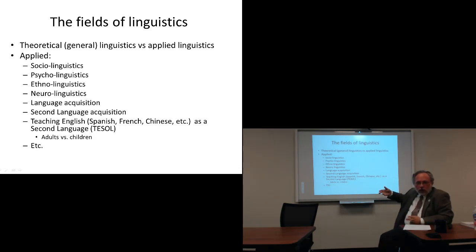Ethnolinguistics is anthropology and language, so language and culture. Neurolinguistics is language in the brain. If you have an injury in the brain, what does that do to your speech capacity? If you have a stroke, what happens to your speech capacity? That kind of stuff. Language acquisition is how children learn languages. Second language acquisition is how adults learn another language after their first one. And then you have teaching English or Spanish or French or Chinese, that is any foreign language, to speakers of another language. This breaks down into how you teach a language to children and how you teach it to adults, so there are differences there as well.